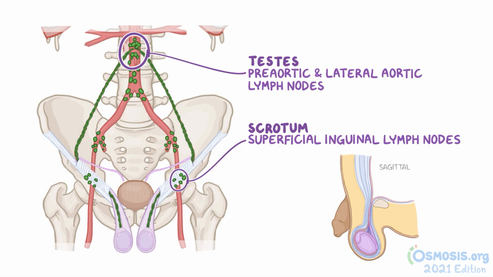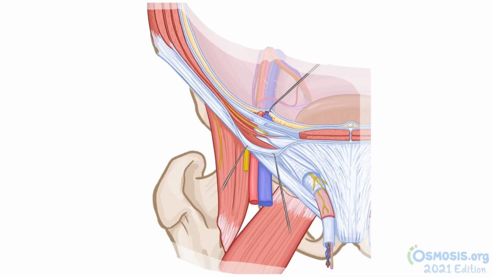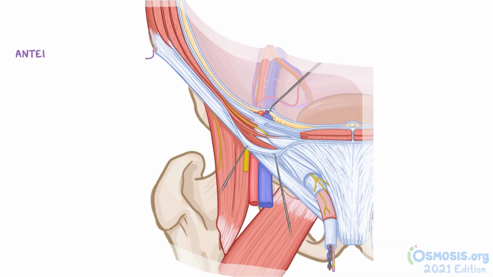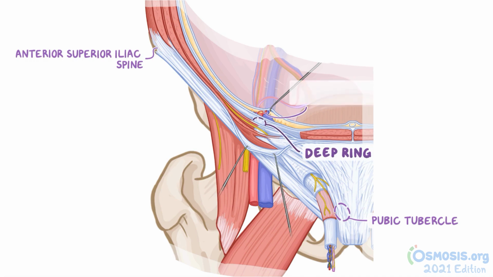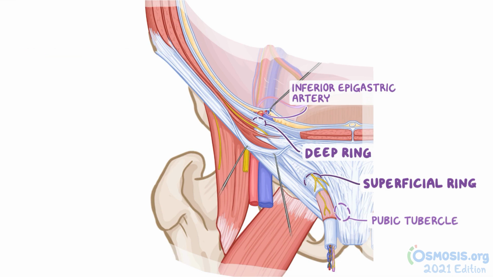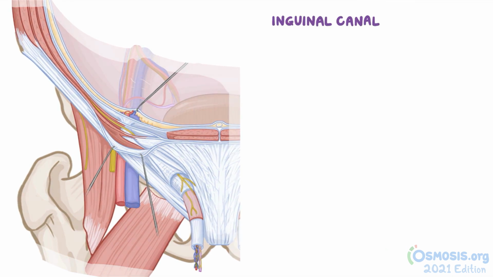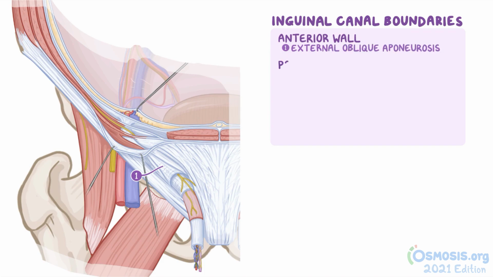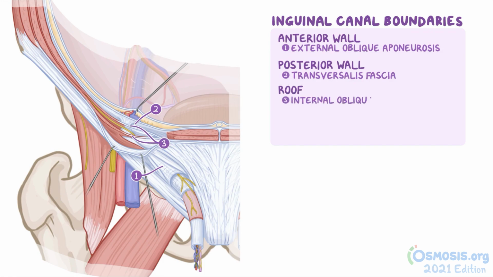Alright, as a quick recap, the inguinal ligament extends from the anterior superior iliac spine of the ilium to the pubic tubercle on the pubic bone. The inguinal canal has a deep ring, located just lateral to the inferior epigastric artery, and a superficial ring. The inguinal canal has 4 boundaries, which are the anterior wall consisting of the external oblique aponeurosis, the posterior wall consisting of the transversalis fascia, the roof formed by the internal oblique and transversus abdominis muscles, and finally the floor, which consists of the inguinal and lacunar ligaments.